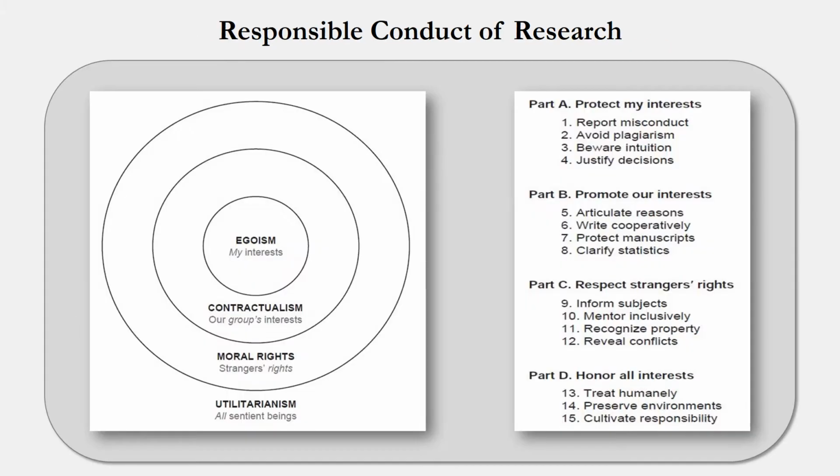Our first reading this week introduces the basic principles of research ethics. The author uses this diagram to illustrate the various normative commitments that we're obligated to respect. Each ring in this concentric circle of obligations is justified by a particular branch of normative ethics. For example, at the core of the diagram is egoism, or the principle that we ought to do what is in our own long-term best interest.